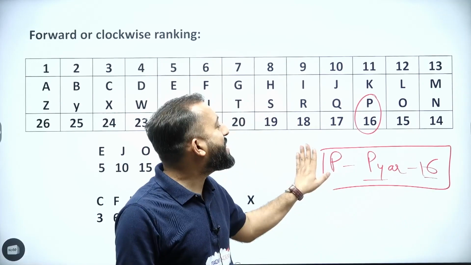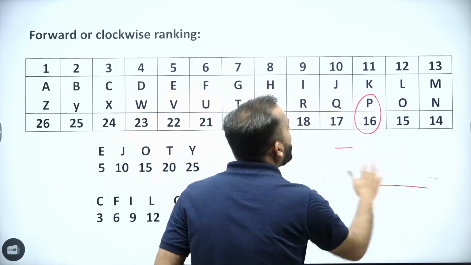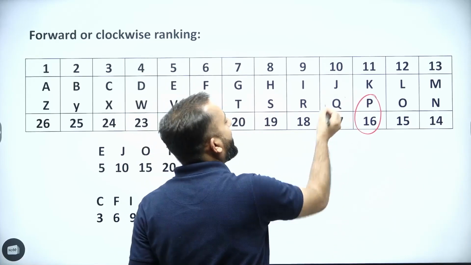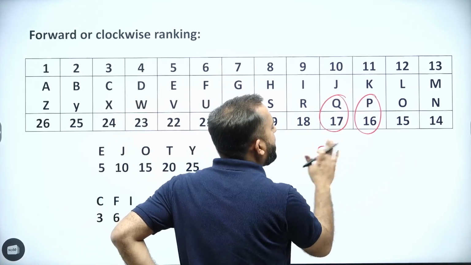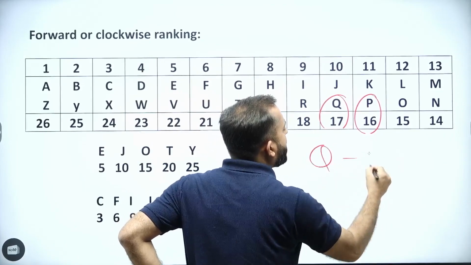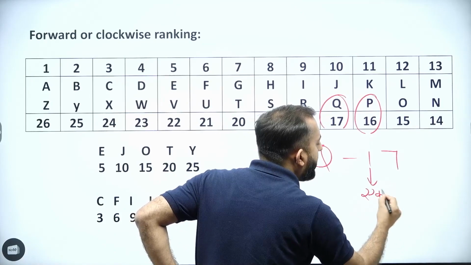Right? So in this way you can memorize the position of P also. Now let's talk about this Q, 17. Right? See, Q is 17, na? See, Q is 17. So 1 in Hindi is ek, 7.